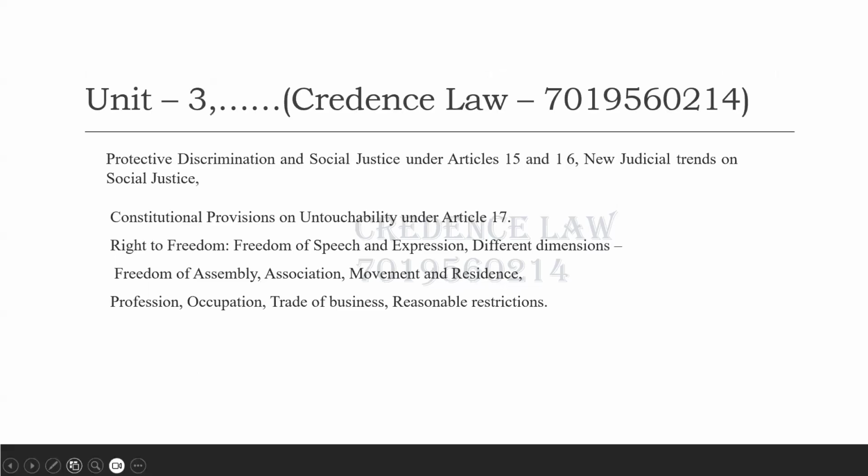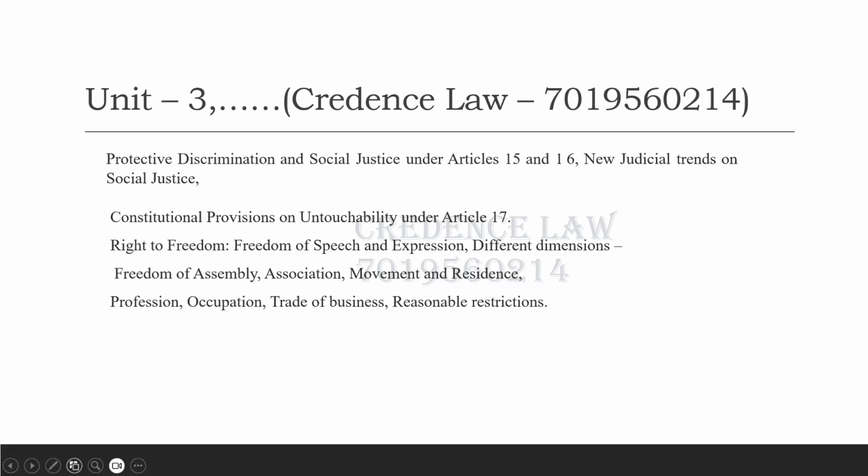This is all about the second unit. Speaking of the third unit, it is about Articles 15 and 16. Article 15 bars the state from discriminating against any citizen of India on grounds only of religion, race, caste, place of birth, gender. And Article 16 is about equality of opportunity to all its citizens in matters relating to employment and appointment to any person in any office under the state.